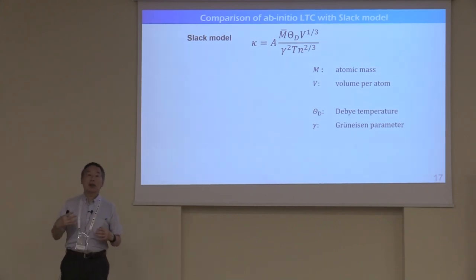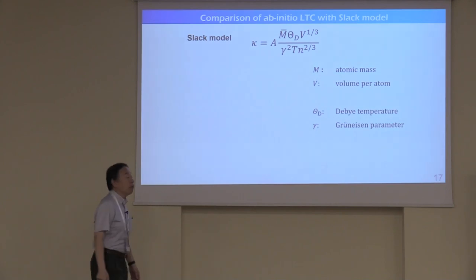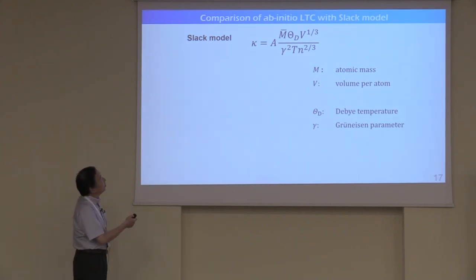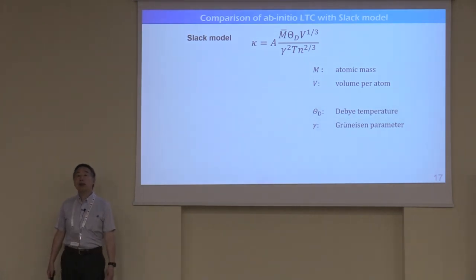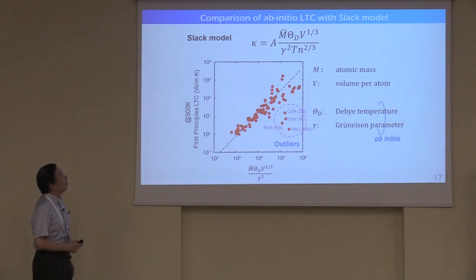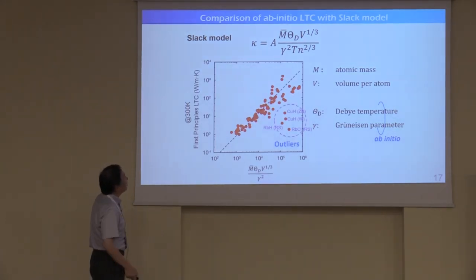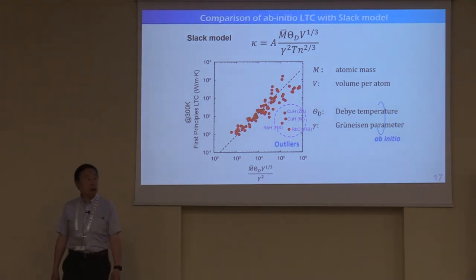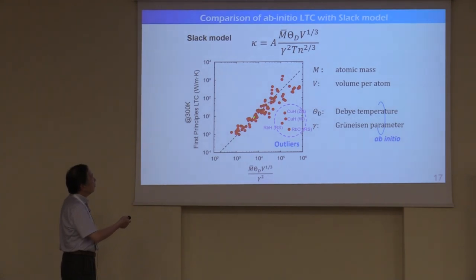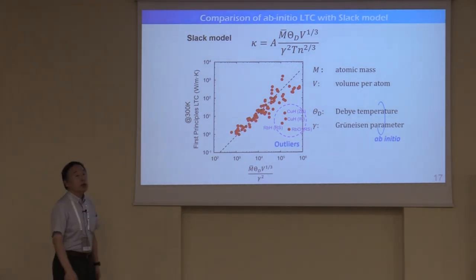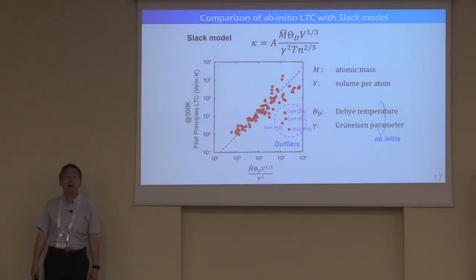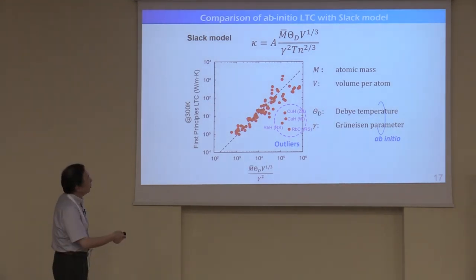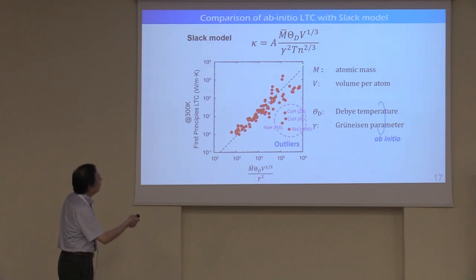Before that, there is a physical model of the thermal conductivity. Slack proposed a model for the thermal conductivity based on his analysis, involving mass, volume divided by temperature, with the Grüneisen parameter. Actually, we computed this quantity based on the Slack model, divided by temperature, and the Grüneisen parameters were obtained by our own calculation. And it's true that many of the data are on this diagonal line. It means the Slack model is not bad. It is quite good. But at the same time, there are some outliers which do not follow this diagonal line.